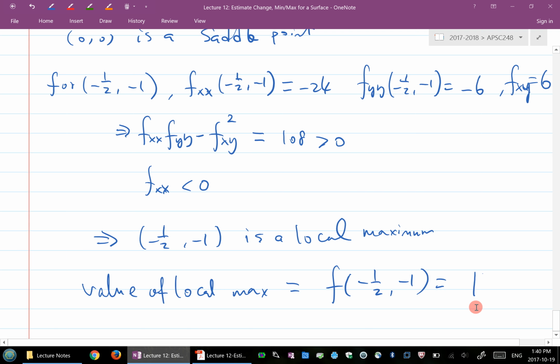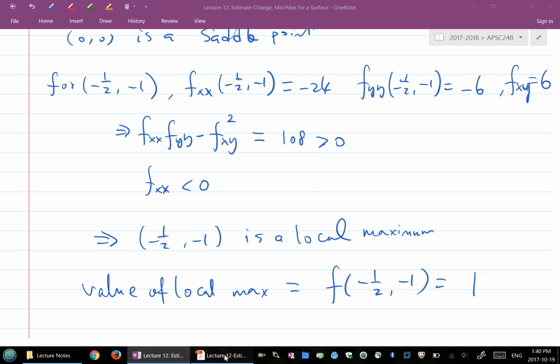So that's the typical process for finding min or max for a surface. Doesn't matter what type of surface it is. You just need to go through the first derivative test and second derivative test, and follow the instructions given by theorem 1 and theorem 2, and then you should be able to nail the information.